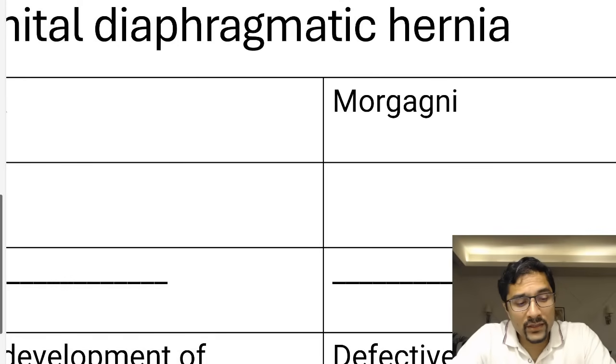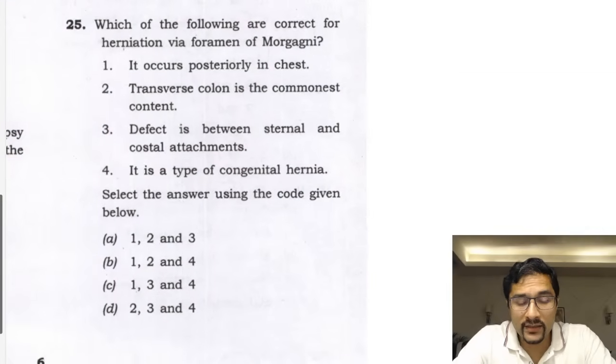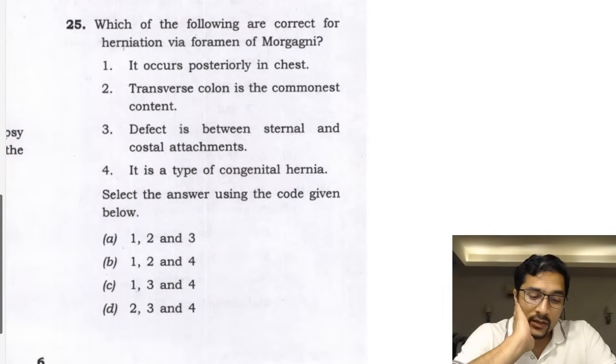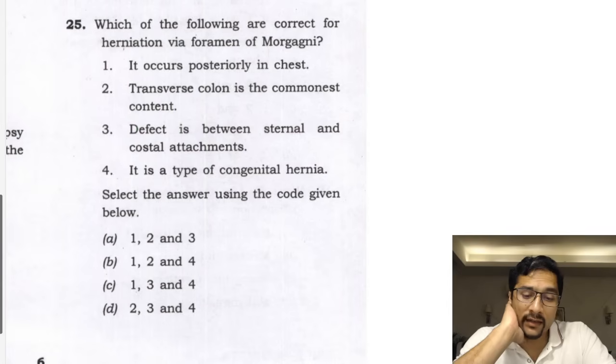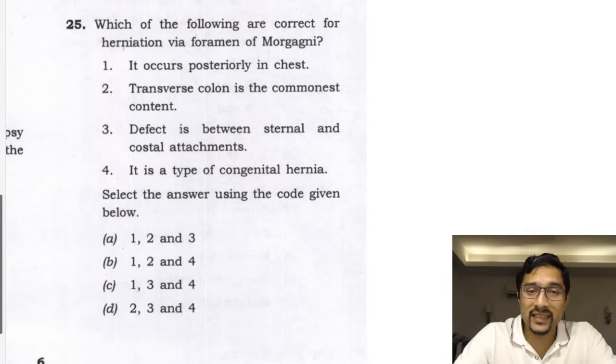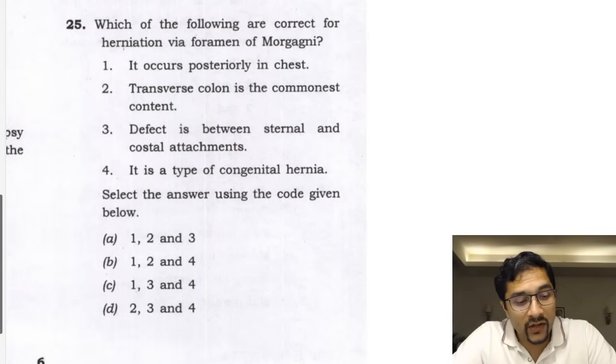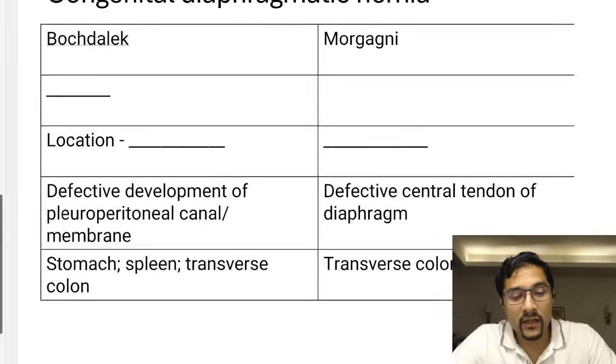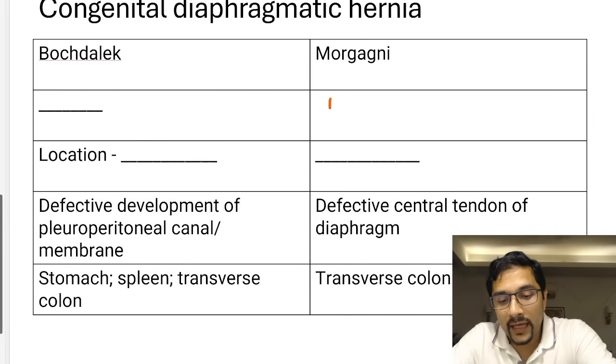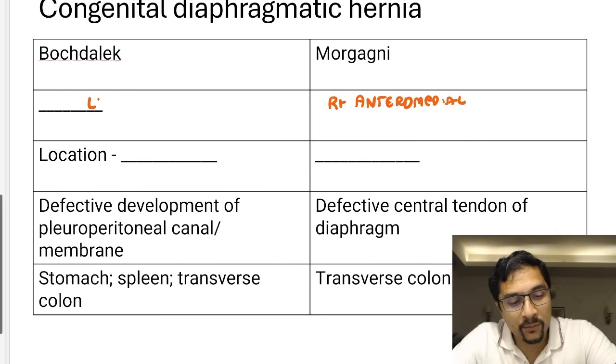Okay. The next question was another question based on hernia. This was regarding diaphragmatic hernia. The question was, which of the following are correct for herniation from the foramen of Morgagni? Now we know foramen of Morgagni and Bochdalek are congenital diaphragmatic hernias. And Morgagni we know is right anteromedial. So let's look here. Morgagni is right anteromedial, whereas Bochdalek is left posterolateral.